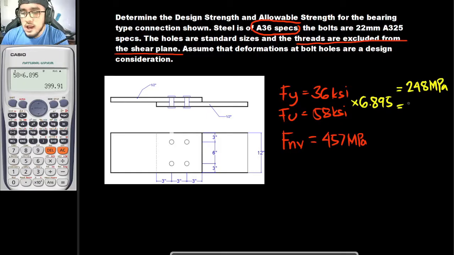Guys, confirmation, gumagana ba yung calculator ko sa screen nyo? Yes, sir. Okay, thank you. So yan, very good.